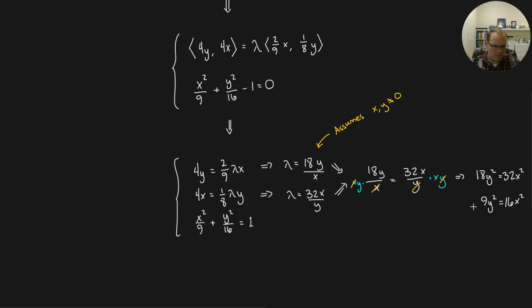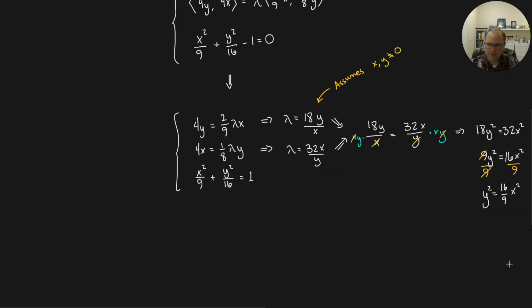Okay. You know what? Let me just divide one of them. Let's divide the 9 on both sides. Let's isolate the y. So y squared equals 16/9 x squared. Or y equals plus or minus 4/3 x, taking the square root of both sides. All right. So at least we have a relationship between x and y now. We got that using these two equations.